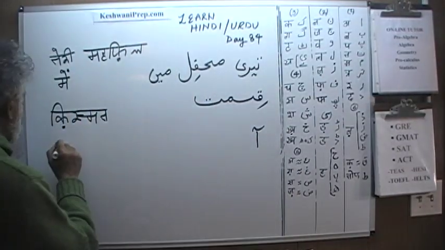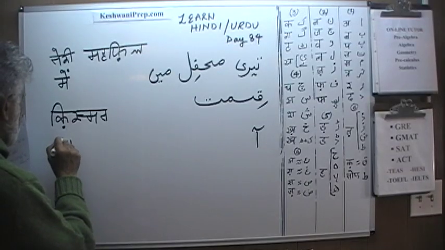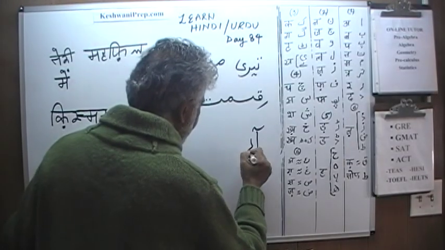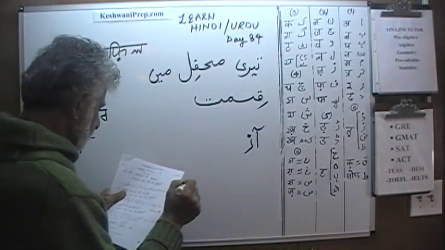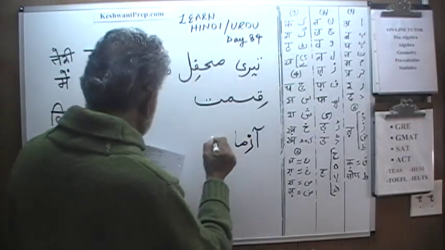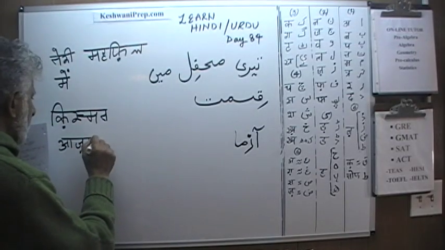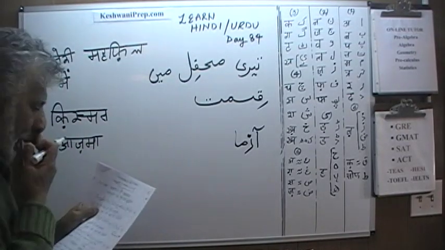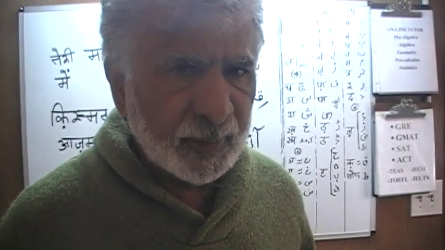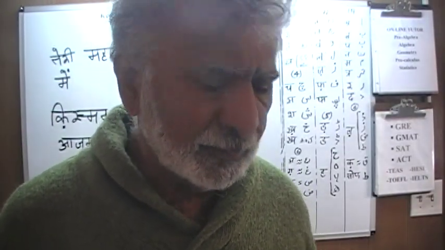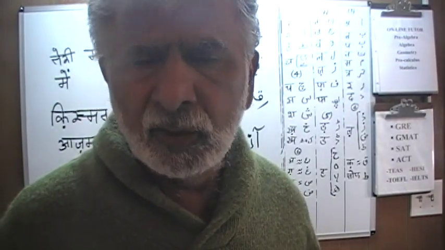A, Z, and then a ma. Aazma. Azmana is the verb, infinitive. Azmana, which means to try out something, to give it a try, to give it a shot, to give it a go.